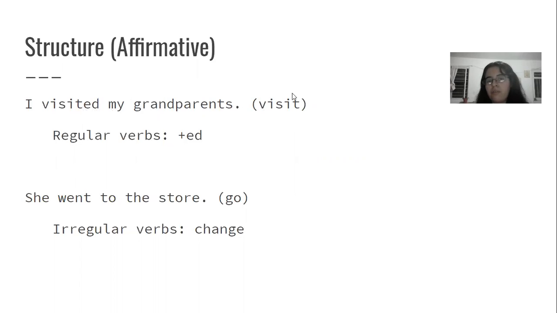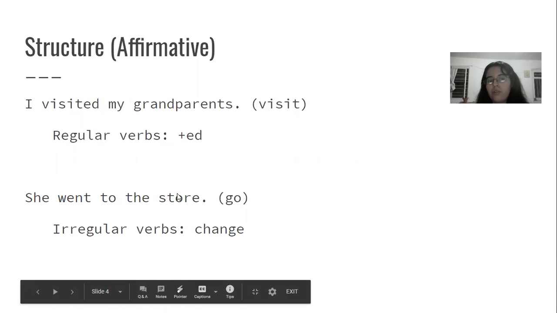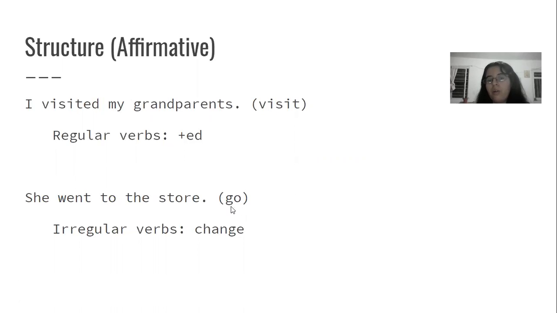The verb was visit, and here she went to the store. The verb was go. Here we have two different types of verbs. The first one is regular, and with regular verbs you only add ed at the end to make it into the past. But for example, go is irregular, and irregular verbs, they change. So go turned into went.